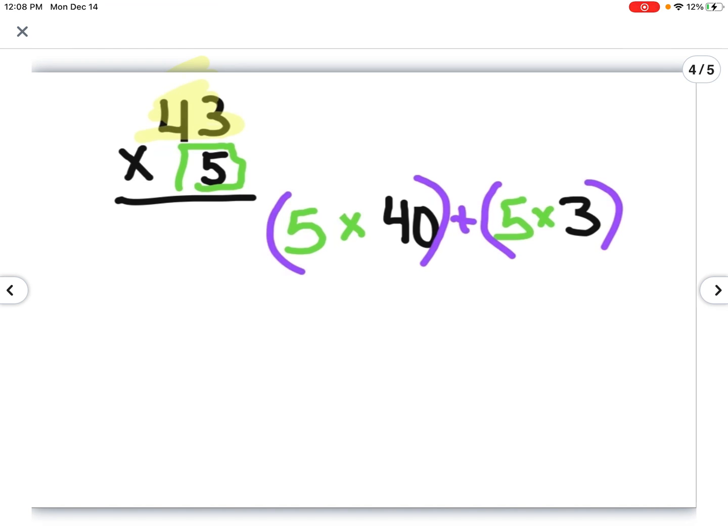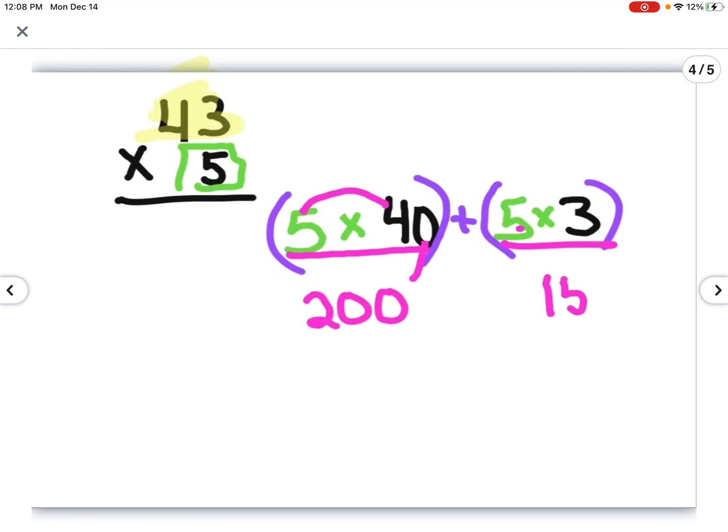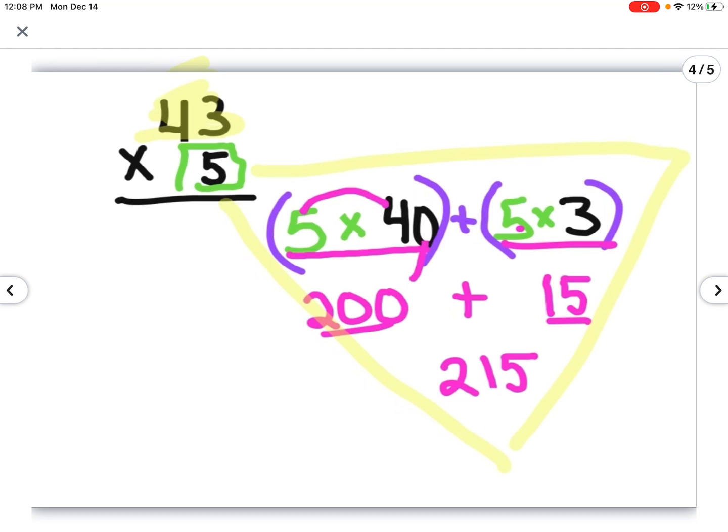The next thing I do is multiply each section one at a time. So 5 times 40. 5 times 4 is 20. And then I would just bring down my 0. Now I'll do this section. 5 times 3 is 15. Now I add. Okay, 200 plus 15 is 215. I can tell I'm finished because I have kind of like my upside down triangle shape.